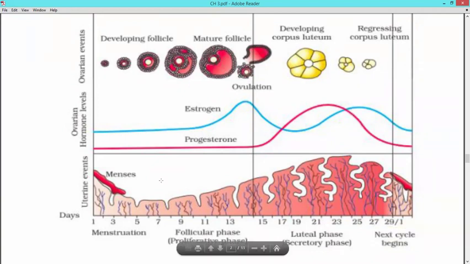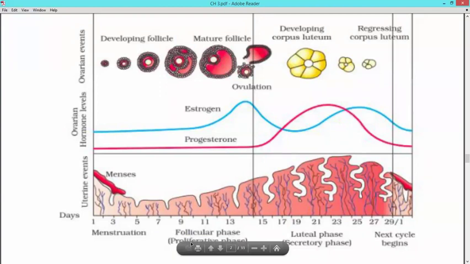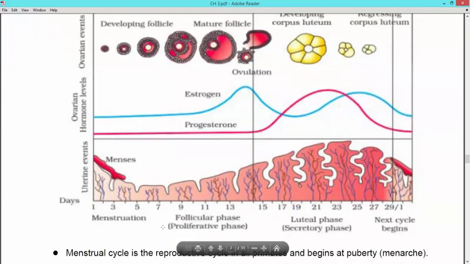So now first we will see the uterine events. The uterine event says that for days 1 to 5, the menstruation is going to take place. That is, the breakdown of the endometrium is going to take place, so now the endometrium is not there in the uterus. Once the menstruation is completed, it enters into a phase which is known as the follicular phase. As you can see here, it is also known as the proliferative phase.